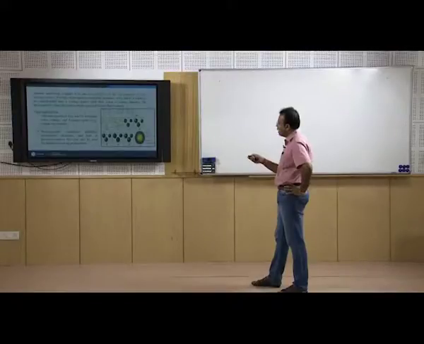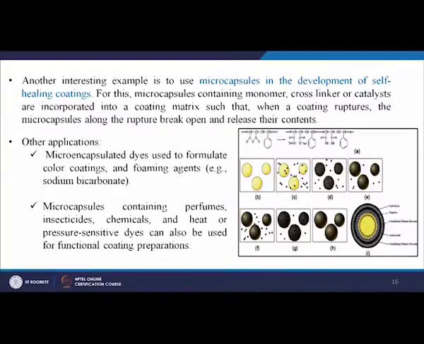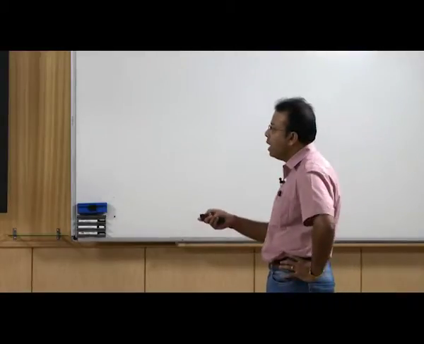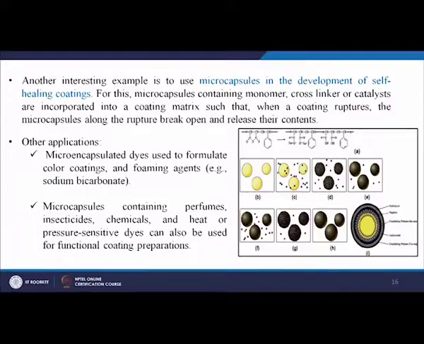So this is also one kind of coating technique: if the outer side of the coating is damaged, then the material from the inside will come and heal that particular zone, so that the coating remains the same. Other applications: microencapsulated dyes are used to formulate color coatings and foaming agents. Like this, for targeted drug delivery, we can use microencapsulation by which we can detect how our medicine or drug is working inside the body. From the outside, we can detect it properly.